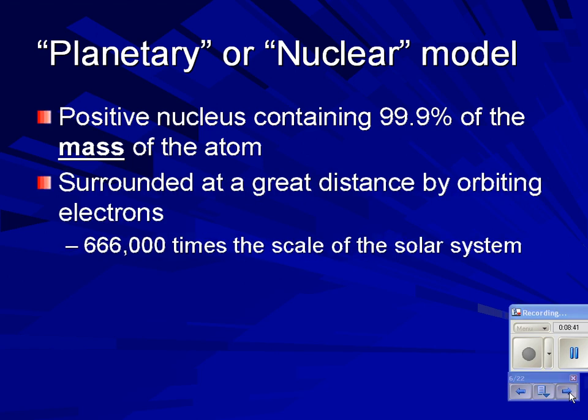And the positively charged nucleus is surrounded at enormous distances by the electrons, these tiny little negatively charged things that have almost no mass. The distances we're talking about are hard to imagine. We're talking about 666,000 times the scale of the solar system. If the sun was the nucleus of the atom, the electrons would be much farther out than Pluto. It's bigger than the solar system. And think about the empty space in the solar system. There's more empty space in an atom.